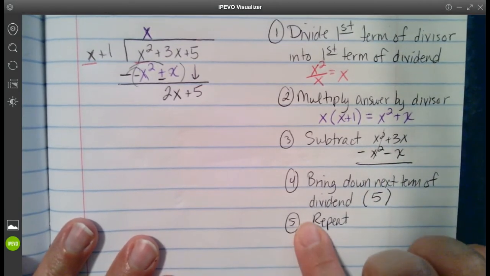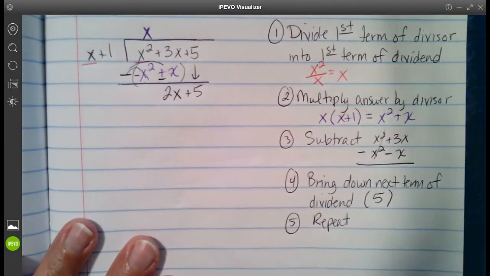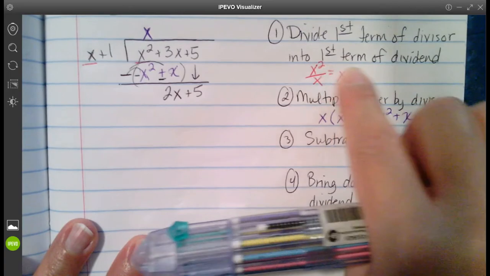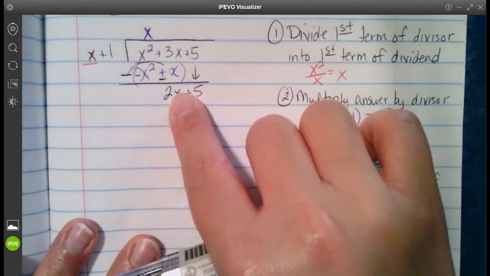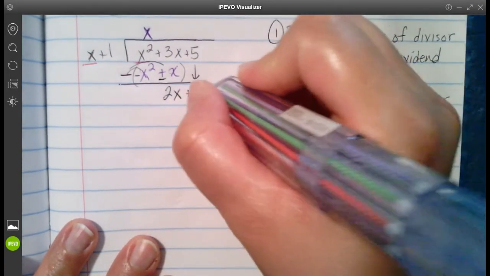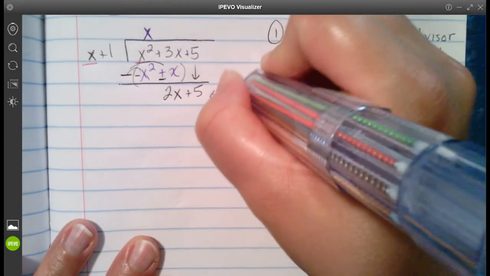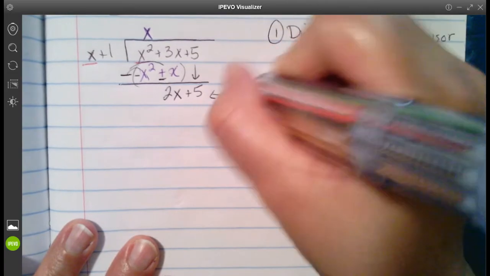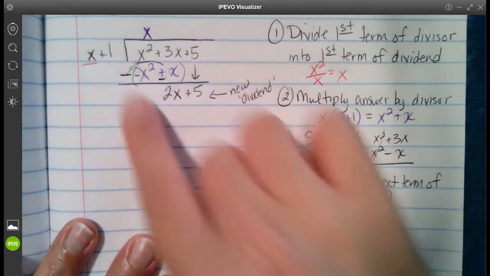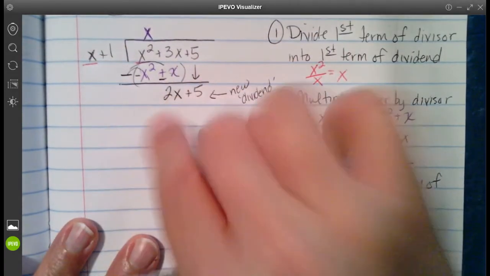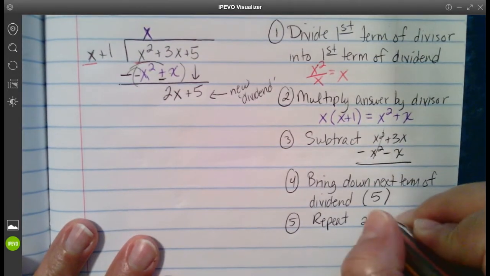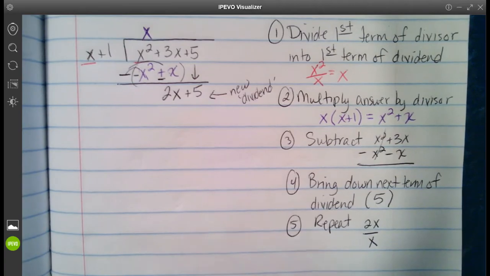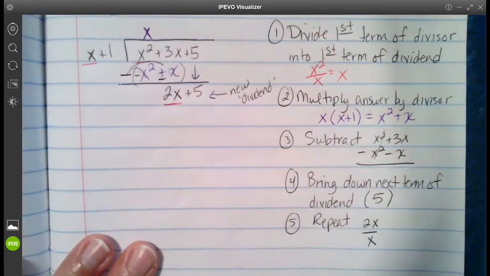Okay, number 5, repeat. So now we're going to go back to step 1, divide the first term of the divisor into the first term of the dividend. In the sense of repeating, this right here becomes our new, I guess you could say, dividend. It's not really the dividend, but in the sense of repeating the process, we're going to divide this guy into this guy. So this would be like saying 2x divided by x. So again, first term divided by the first term.